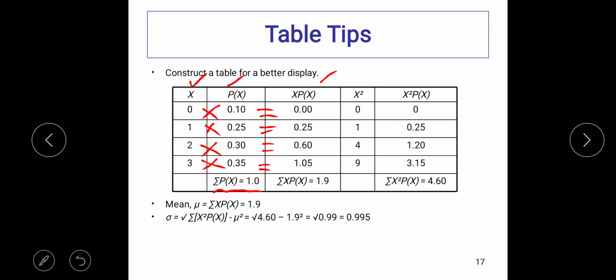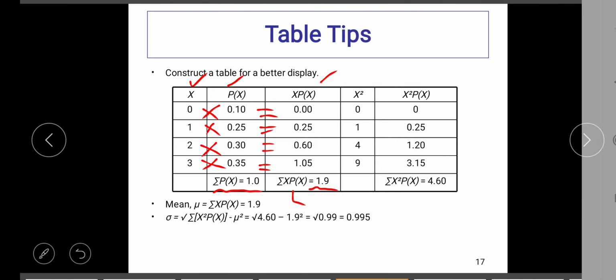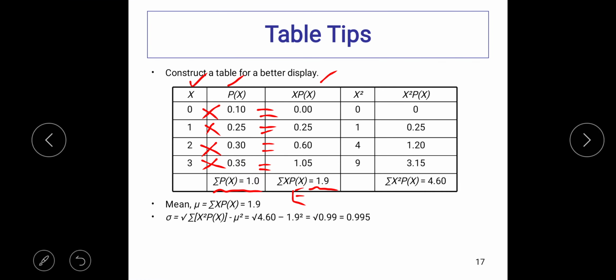Okay, for the third column here, you're going to need this later, 1.9. This is also your mean, if you still remember. This is also your expected value. Okay, your mean.